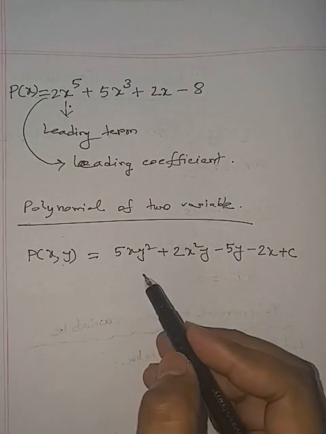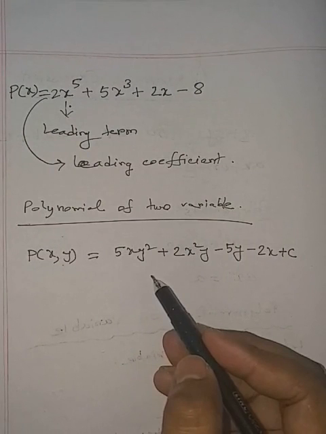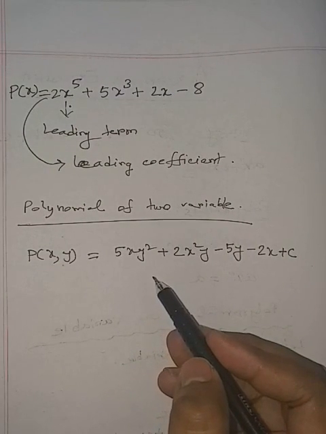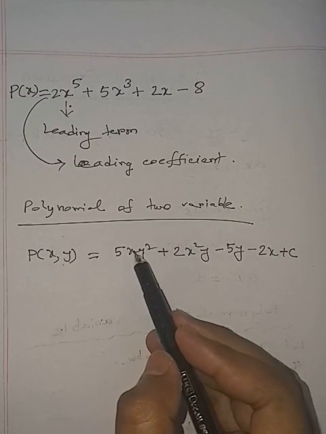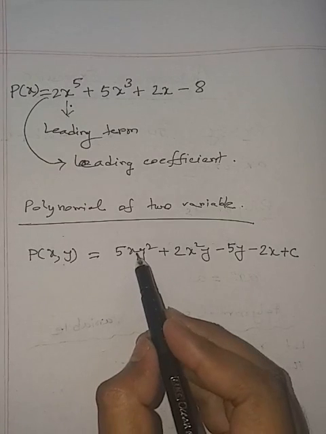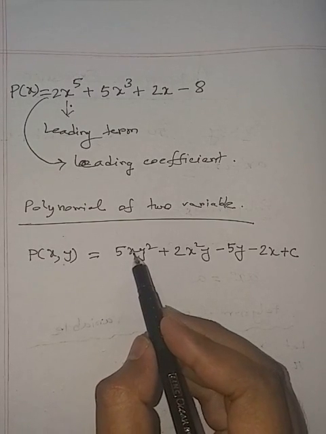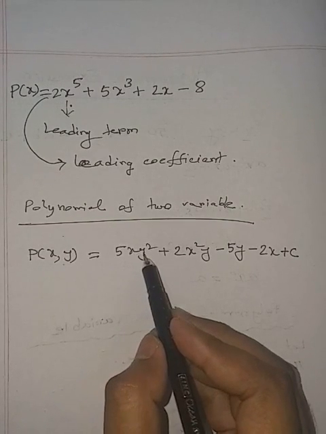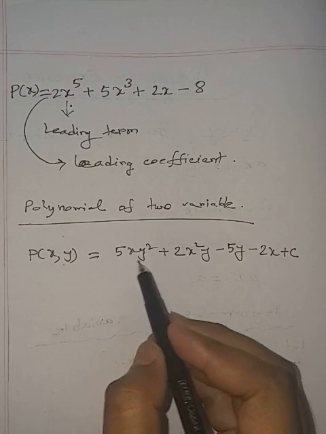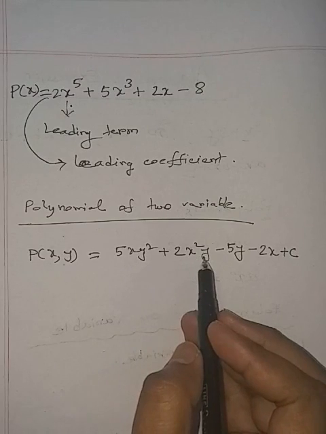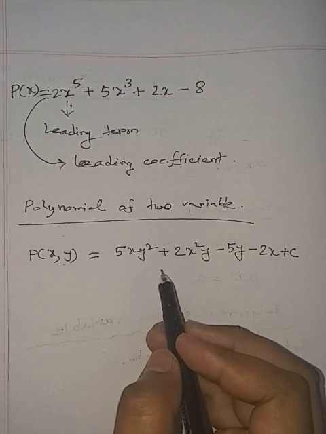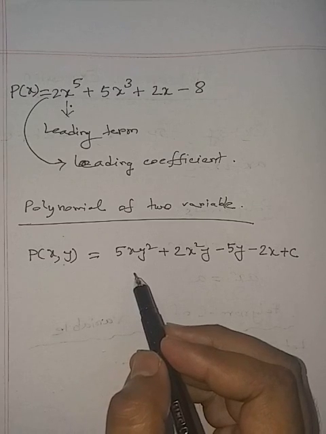If we consider the leading term, leading coefficient or degree of the polynomial, we need to add the powers of both the variables. So in this polynomial we can see that the power of x is 1 and the power of y is 2. So 2 plus 1 is 3. The power of xy squared is 3 and x squared y is also 3. This is the highest power, so the degree of the polynomial is 3.